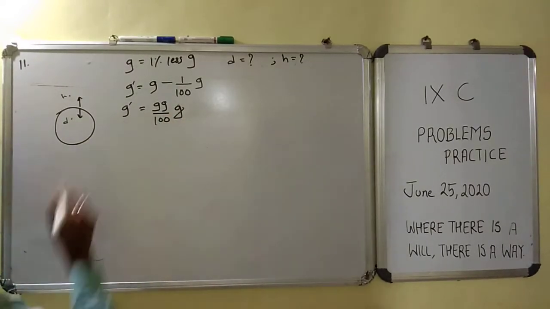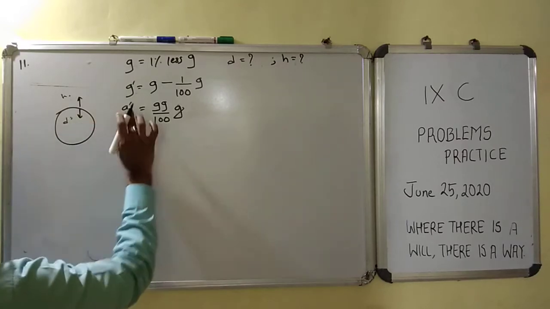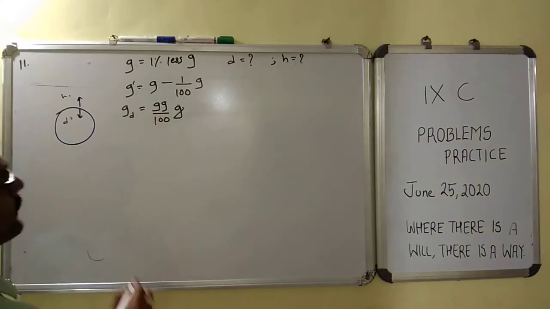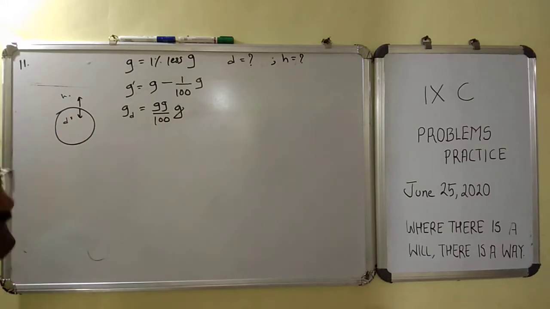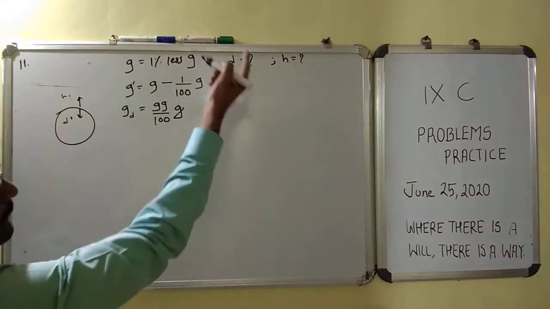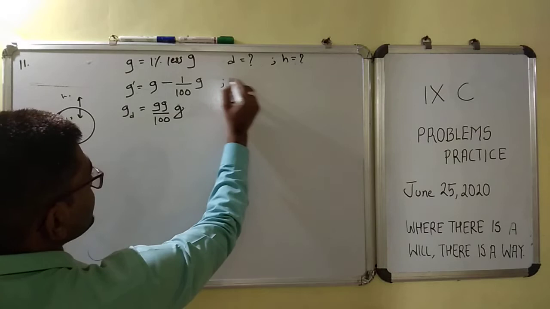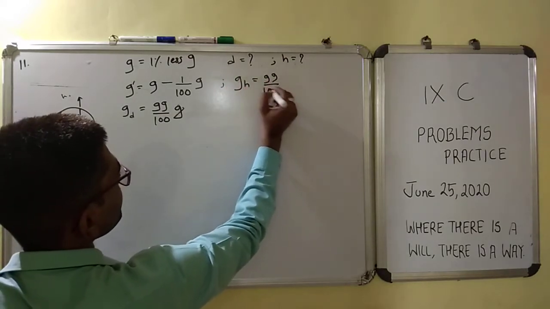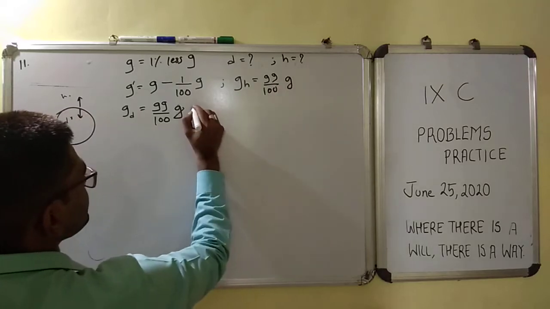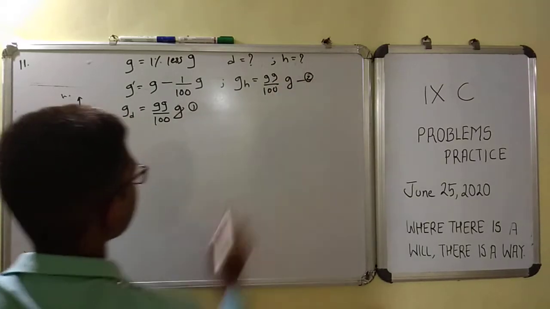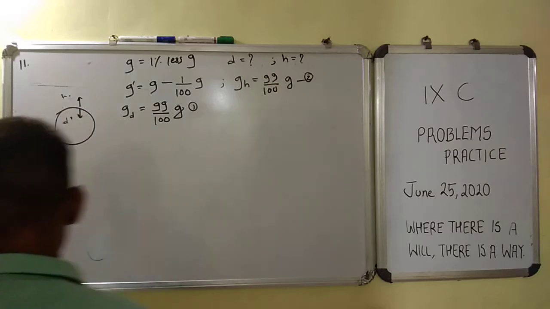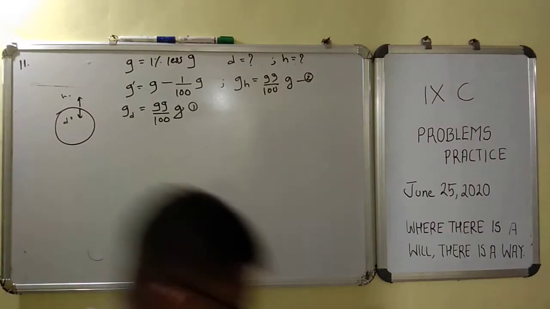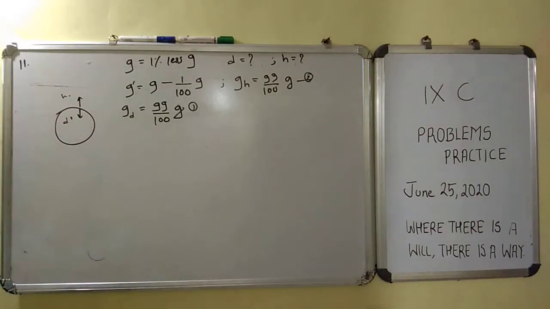If we call the place somewhere down, then we will call it g depth. The same reduction, less than 1%, is also possible at a height. So we have one more thing: g at height is also equal to 99% of g. So we have these two equations, 1 and 2, and we have to solve them and find the values of h and d. Let me quickly write down the formulas again, and then we'll start solving.